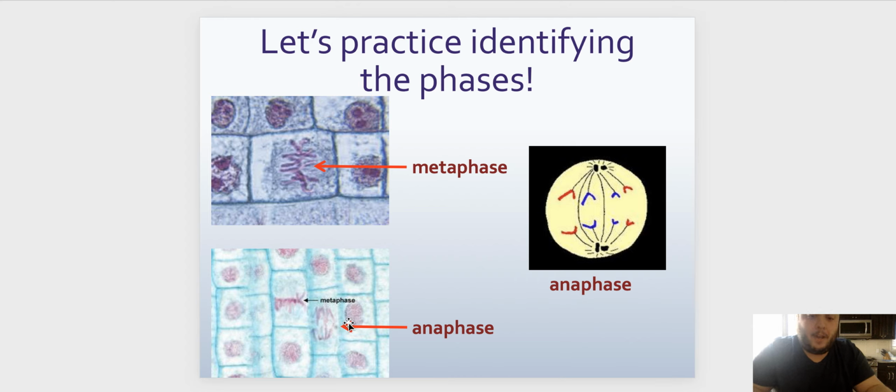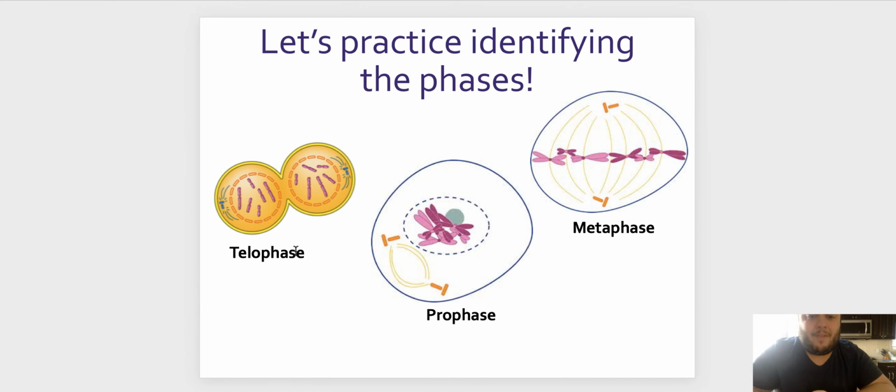Here we have anaphase. Remember, anaphase is when the chromosomes and the chromatids start to be pulled away from each other. And you can see in this picture here that they're starting to be pulled away. You have some being pulled up, you have some being pulled down. There's a gap in the middle. That's anaphase. Same thing in this picture. There is a gap, right? And they are being pulled to their respective poles. That's anaphase.